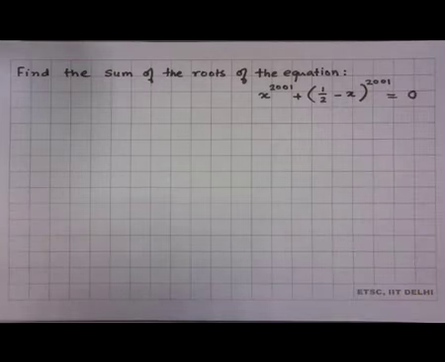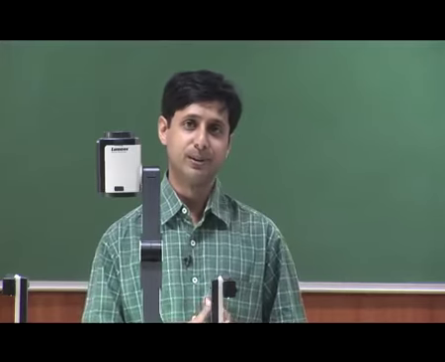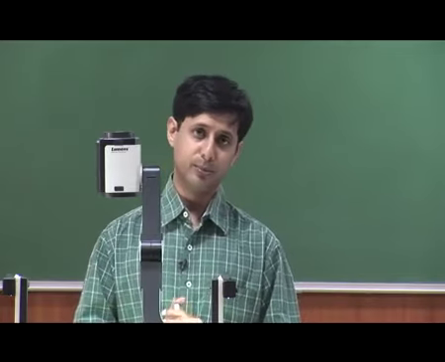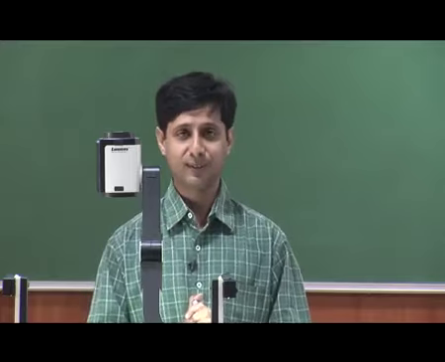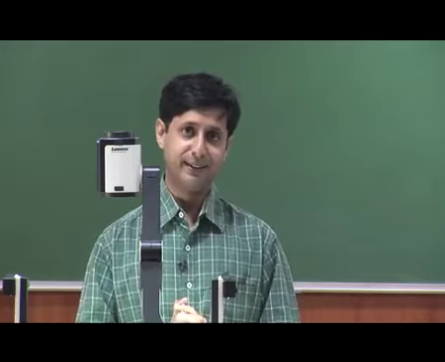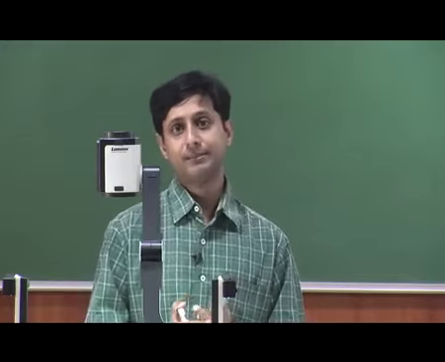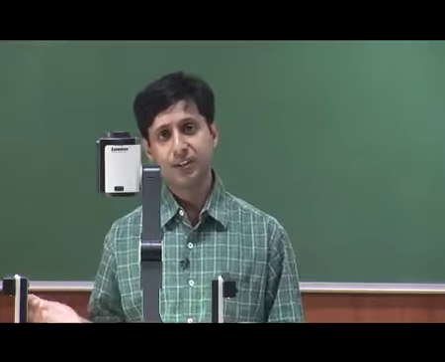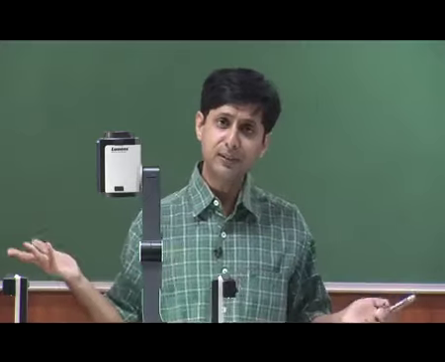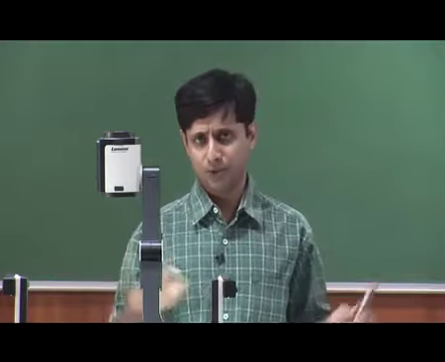So, you are given an equation: x to the power 2001 plus (1/2 minus x) to the power 2001 is equal to 0. If you have an equation like this, it is a polynomial. Once you manage to expand this, which I can't do here, someone who can expand it will find that it is a polynomial of order 2001, and that is equal to 0 means that it is going to have 2001 solutions.